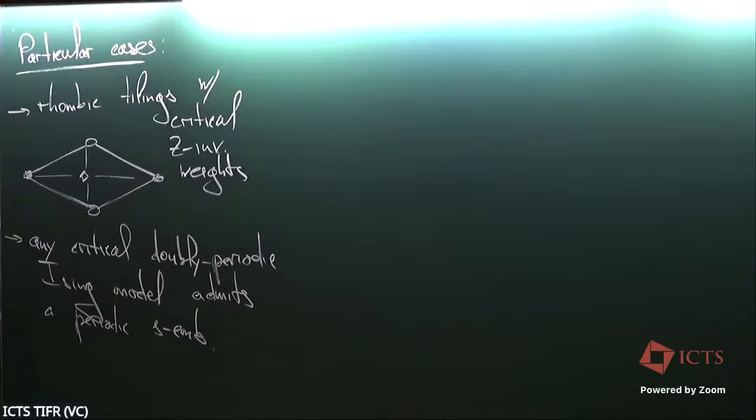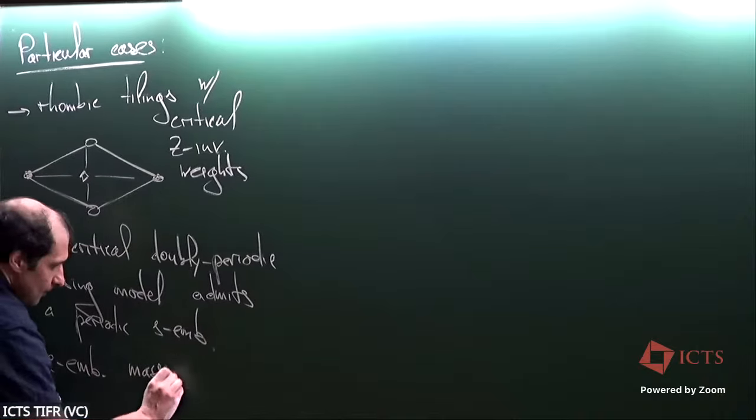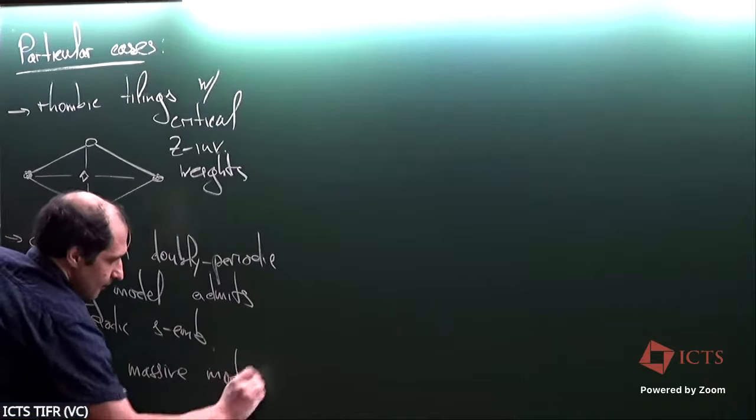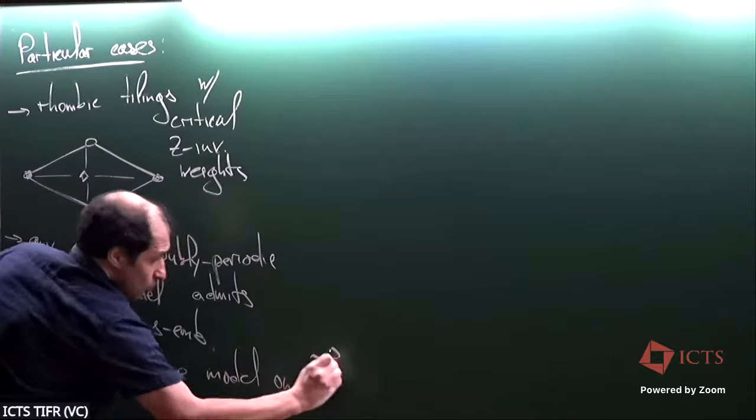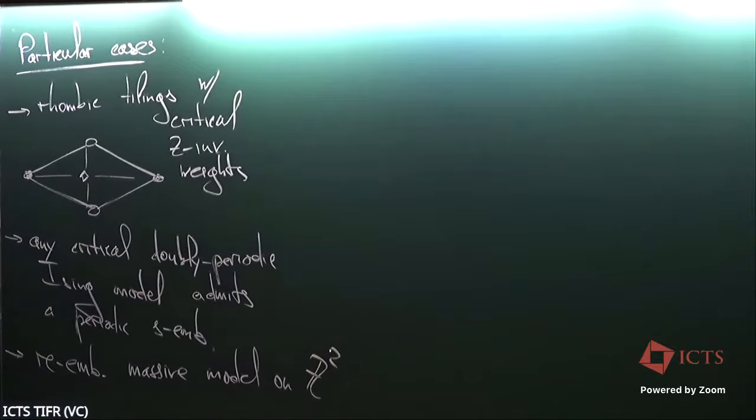And then you can play with many other things, like you can re-embed a massive model, say, on Z2 or something like that. So you can start with the Ising model on Z2, which is slightly off critical, and then you can represent it in this way. You can re-embed the graph in this way under the relational landscape.